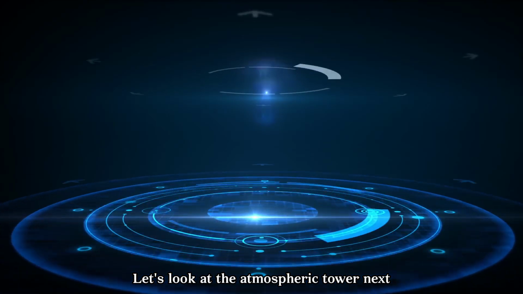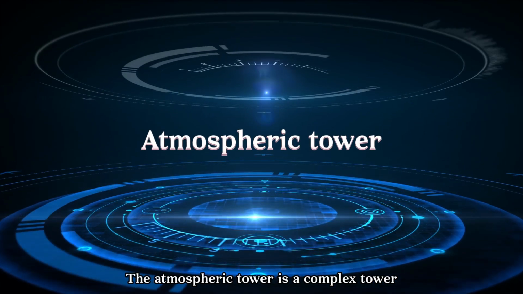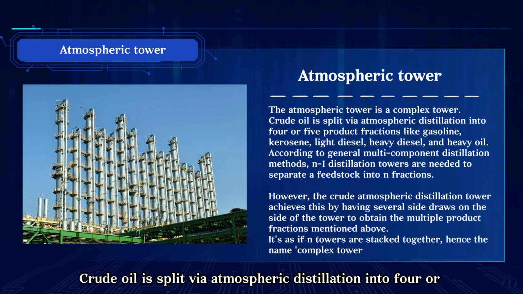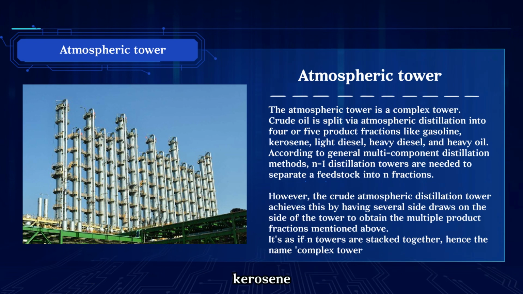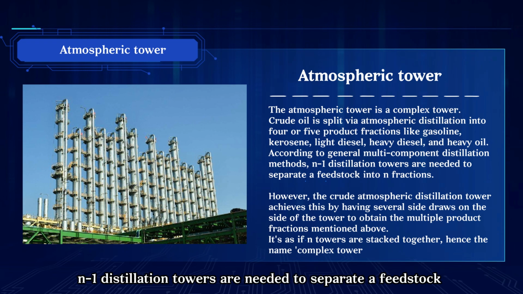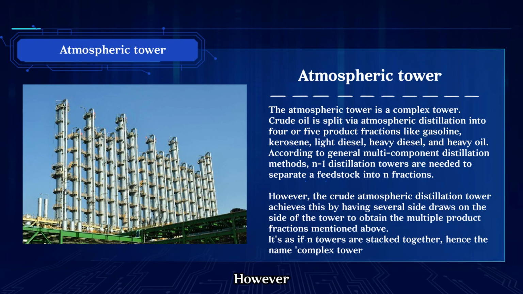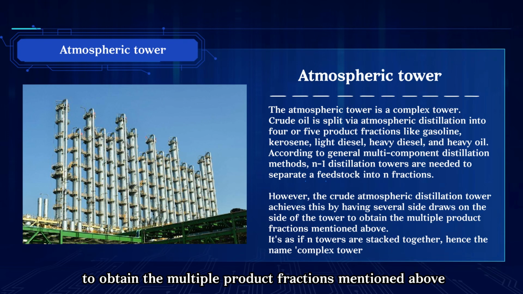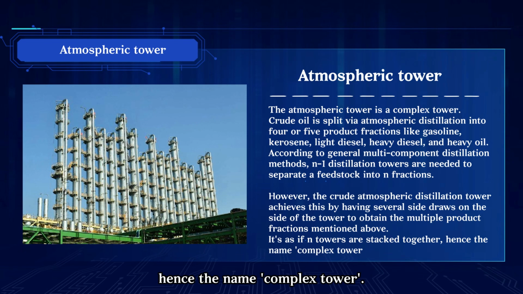Let's look at the atmospheric tower next. The atmospheric tower is a complex tower. Crude oil is split via atmospheric distillation into 4 or 5 product fractions like gasoline, kerosene, light diesel, and heavy oil. According to general multi-component distillation methods, N-1 distillation towers are needed to separate a feedstock into N fractions. However, the crude atmospheric distillation tower achieves this by having several side draws on the side of the tower to obtain the multiple product fractions mentioned above. It's as if N towers are stacked together, hence the name complex tower.